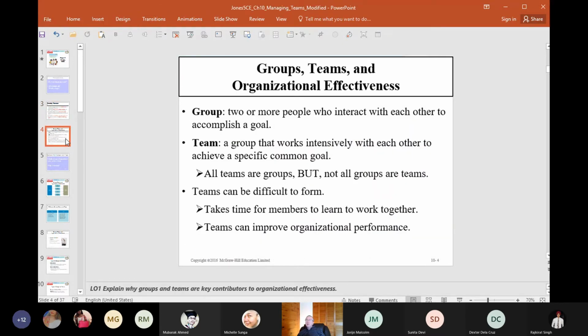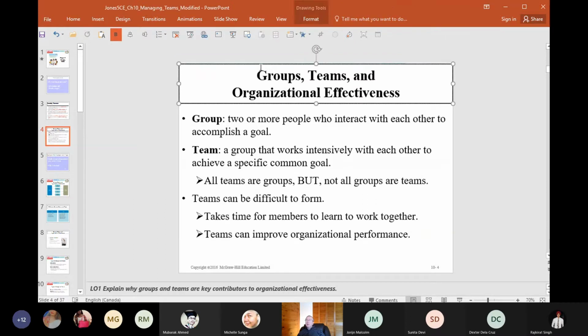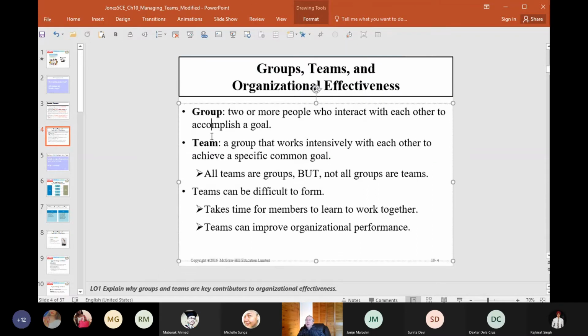We start with distinguishing between groups and teams. Groups are defined as two or more people who interact with each other to accomplish a goal. But a team is more specific. It's a group that works intensively with each other to achieve a specific common goal. In other words, a team is a group, but not all groups are teams. So in the work environment, normally we're talking about teams.